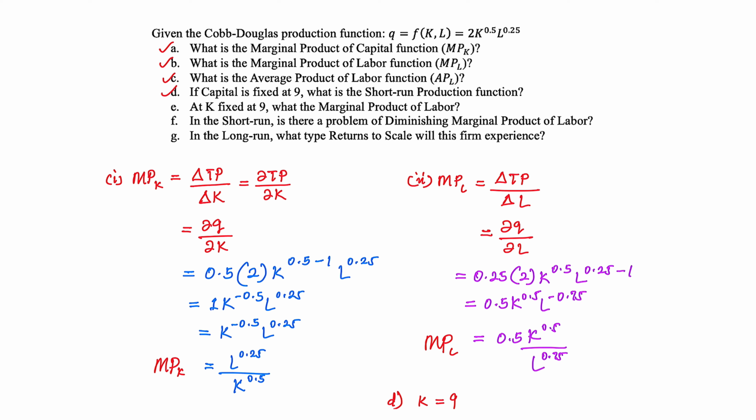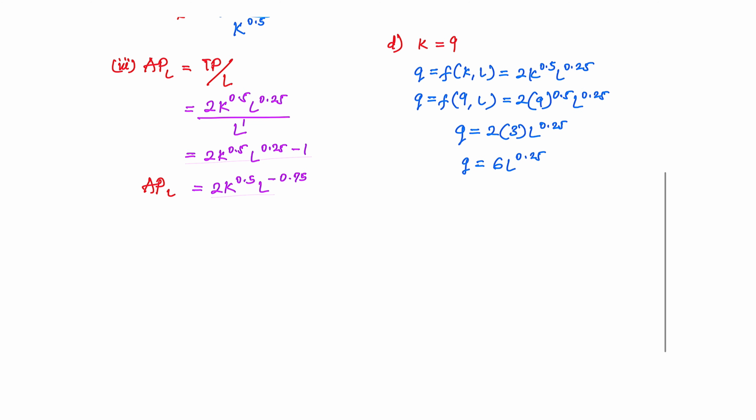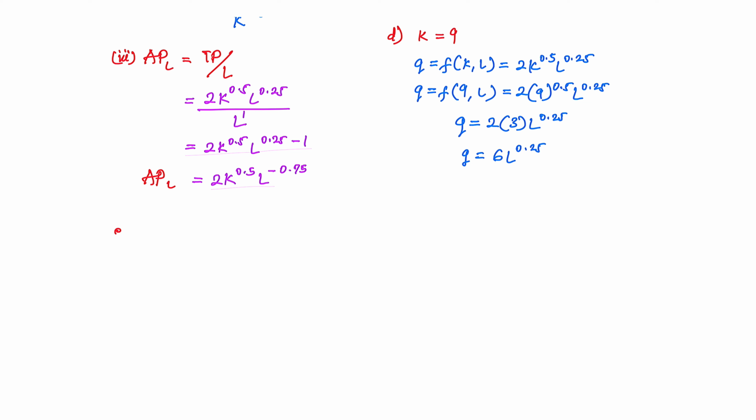The next question says, at capital fixed at 9, which means we are still in the same short run, what is the marginal product of labor? So let's say E, when capital is fixed at 9, what is the marginal product of labor in the short run? There are two ways we can approach this. The first way is we can approach this using the short-run production function that we just got. So we can use Q equals 6L raised to the power 0.25, and from here we directly calculate the marginal product of labor.